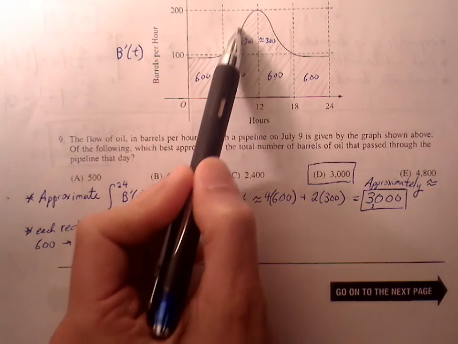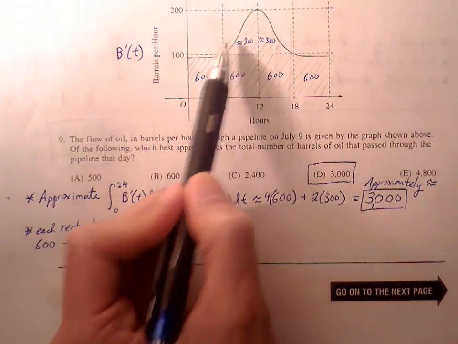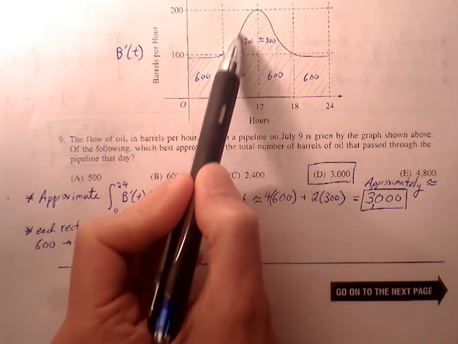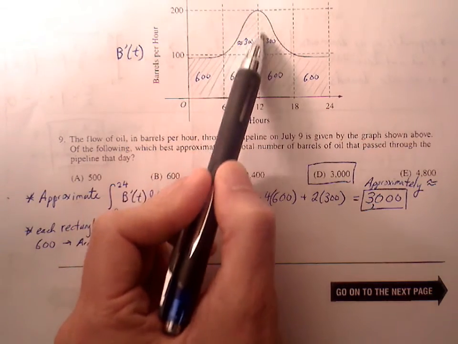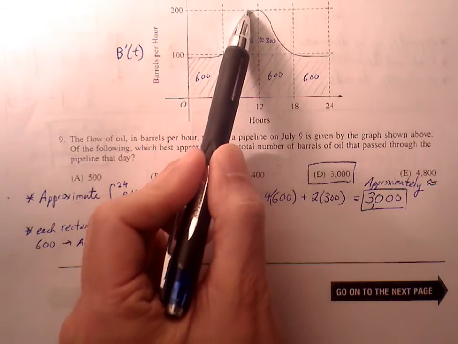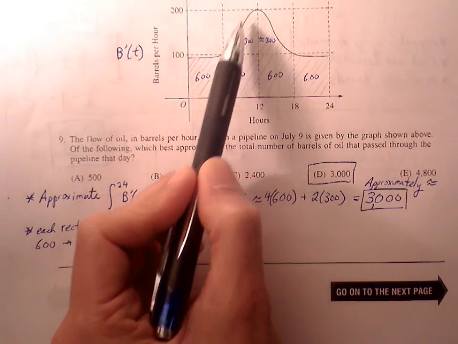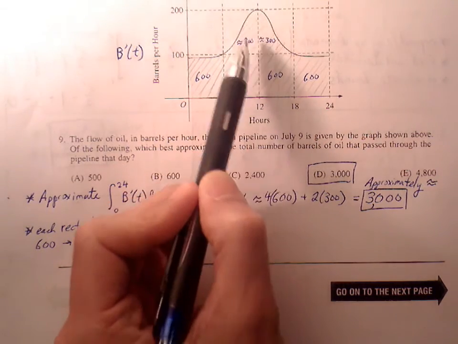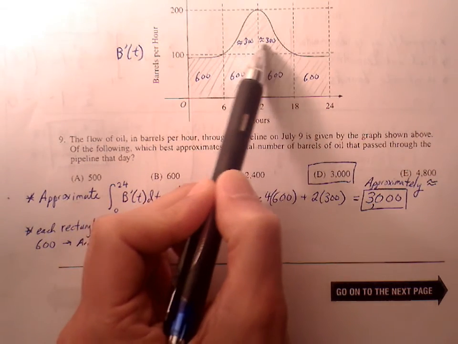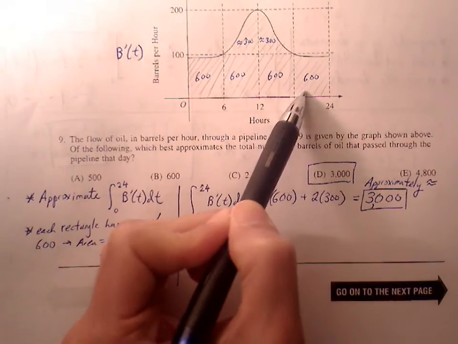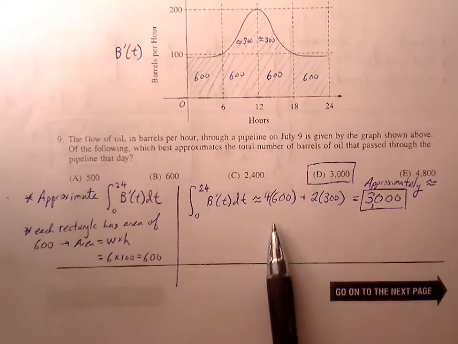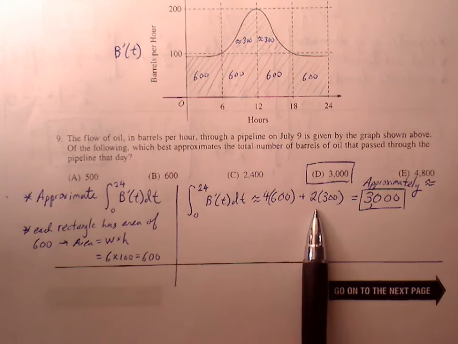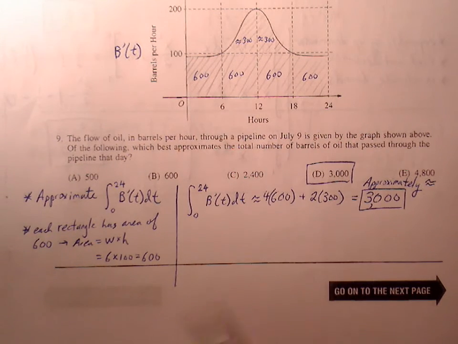Now here we see a curve, and we're not going to be able to find the exact area, but if you look, this region kind of takes up half of each of these rectangles. So if we know the area of the rectangle is 600, and if we approximately cut it in half, we get 300. So both of these regions is 300. We total all these values up. 4 times 600 plus 2 times 300. 2400 plus 600 is equal to 3000.